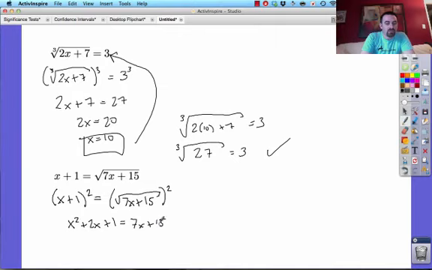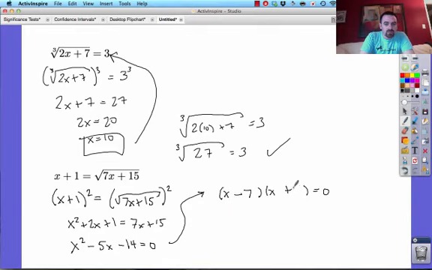Now I have to solve this. I have to go back to my knowledge of polynomials, quadratics. I'm going to pull this to the left-hand side, and I'm going to get x squared minus 5x minus 14 equals 0. And I'm going to solve this. I'm actually going to factor this. If I do negative 7 and positive 2, I'm going to get 0. So that means that my solutions are x equals 7 and x equals negative 2.